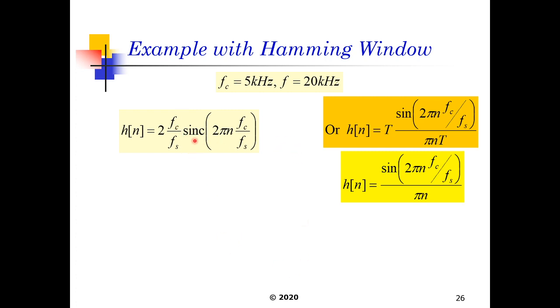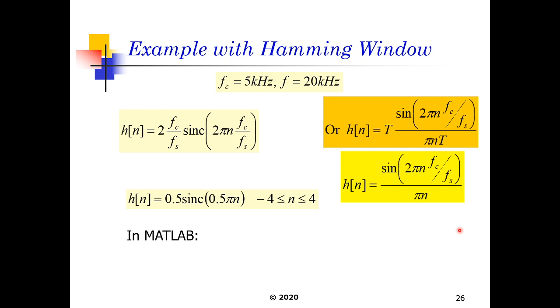Because this is in sinc, and some calculators don't have sinc, it maps to this form here with respect to sine accordingly. So if we plug in our fc and fs, we can get our h of n equation in this form here. We also need to make sure that the number of samples we take is going to be symmetric.